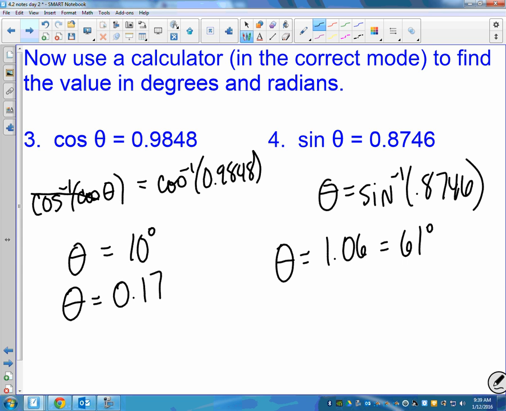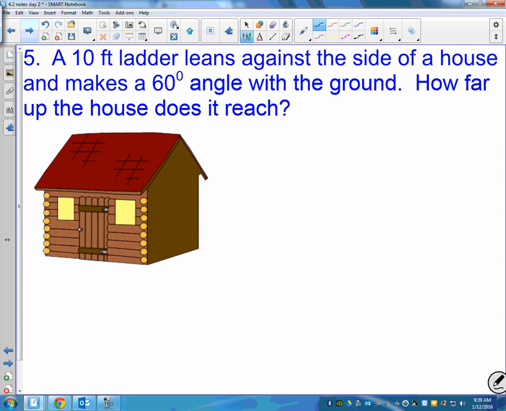All right, the other thing that we have is just solving for some triangles, which again is some stuff that you did in geometry. And if they give you a special angle, you could do this without a calculator, but I'll also show you how you can do it with a calculator. It says a 10-foot ladder leans against the side of a house and makes a 60-degree angle with the ground. How far up the house does it reach? So the ladder is 10 feet long, and it makes a 60-degree angle with the ground.